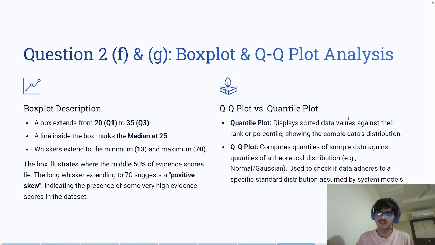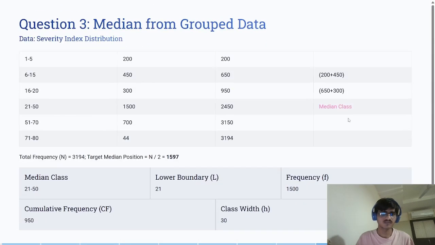A quantile plot displays sorted data values against their rank or percentile, showing the sample data's distribution. A Q-Q plot compares quantiles of sample data against quantiles of a theoretical distribution, for example normal or Gaussian, and is used to check if data adheres to a specific standard distribution assumed by system models.